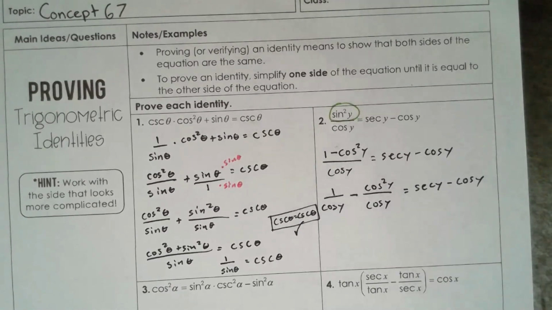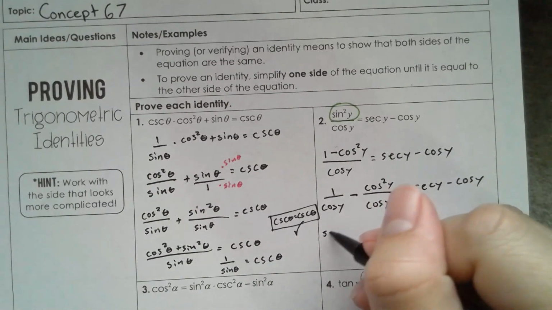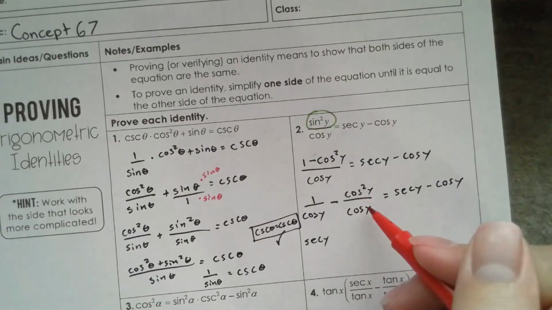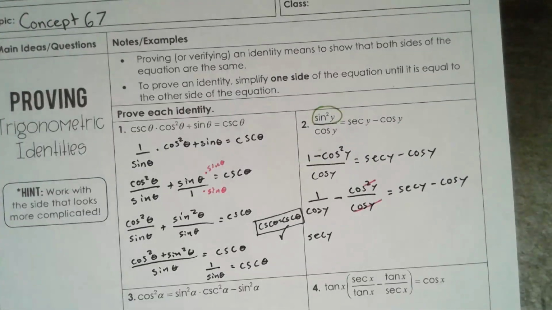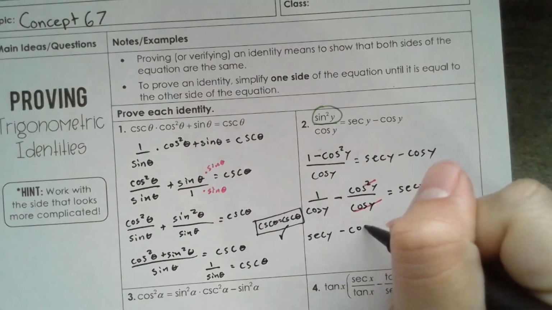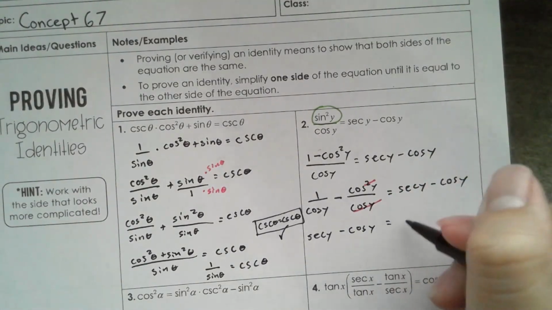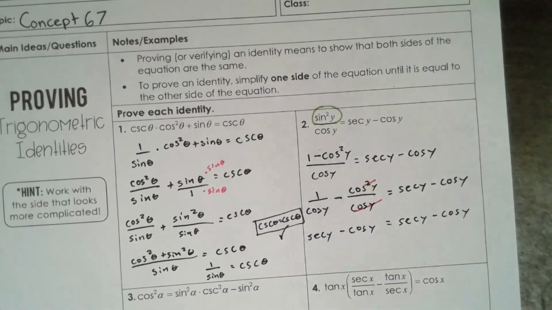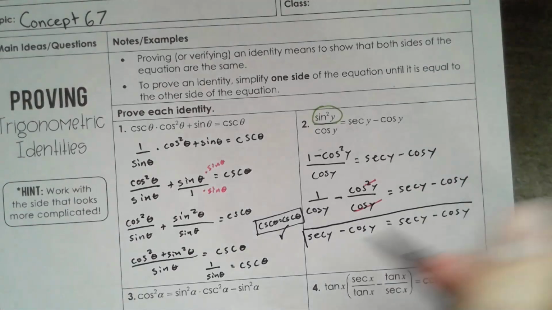1 over cosine y, that's the reciprocal of secant y. For the next fraction here, I have cosine squared y over cosine y. Those cancel, so I'm left with just cosine y. And there. That looks like the right side now. Done.